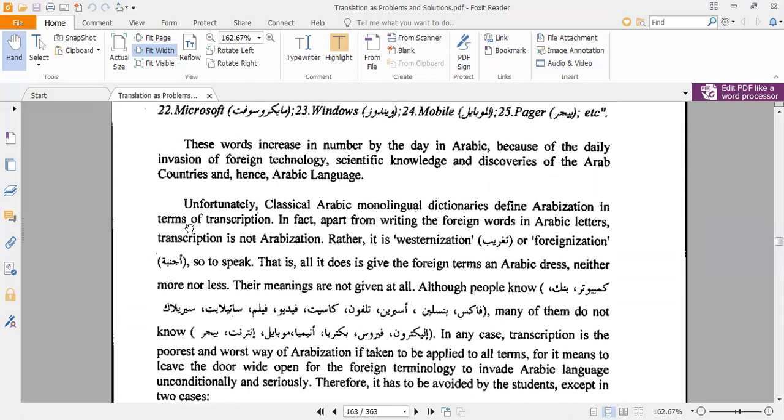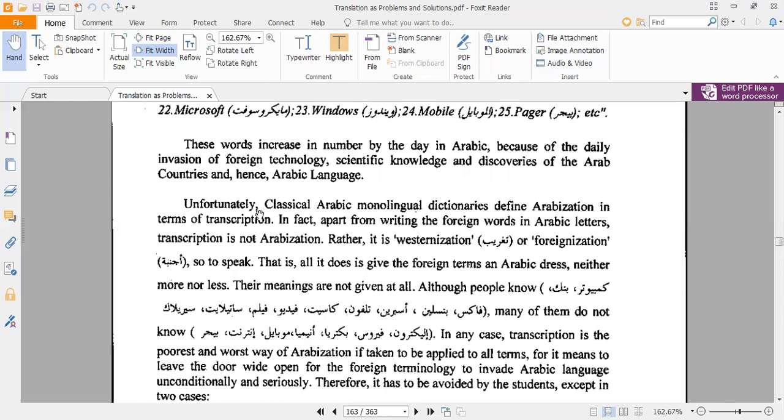Actually, most of the Arabic monolingual dictionaries define Arabization as a transcription method or transcription technique, but in reality it is not a transcription technique. It is a westernization technique. هي عبارة عن تغريب لللفظ or foreignization، عبارة عن أجنبة لللفظ.